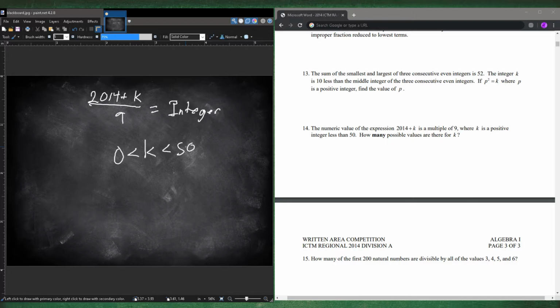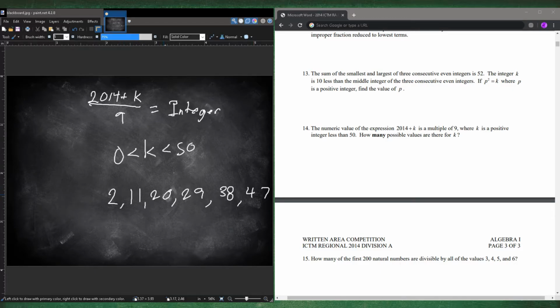So find the first number. So 2014, let's say plus 1, because you start from 1. Divide by 9, that doesn't work. Plus 2, okay, plus 2 works. So usually the pattern for this is that once you have the first number, you start adding by the thing that you're having the multiple of. So your multiple is 9, so add by 9. So it's got to be 2, 11, 20, 29, 38, and 47. So how many possible values are there for k?